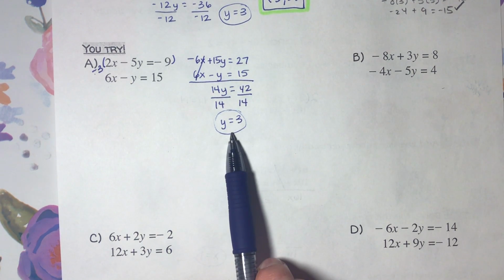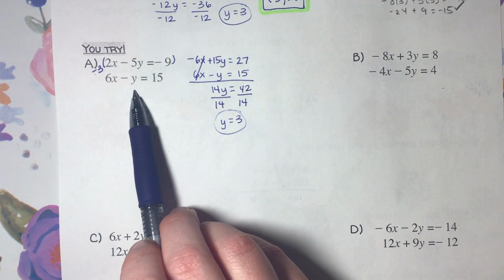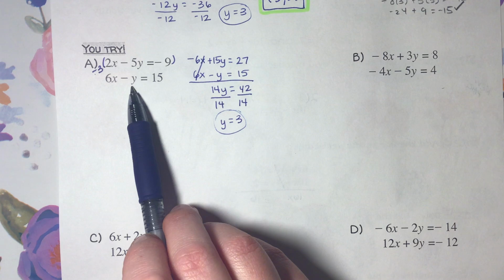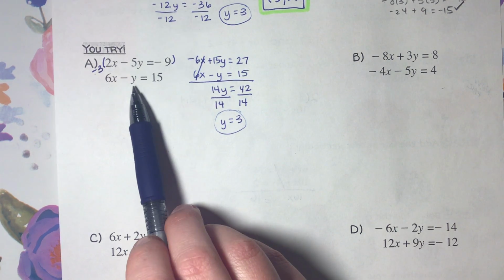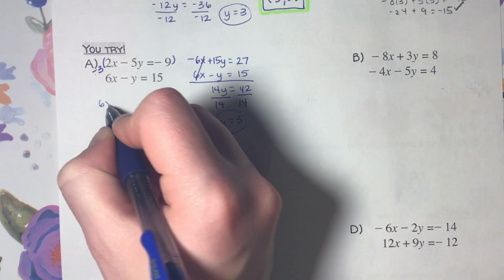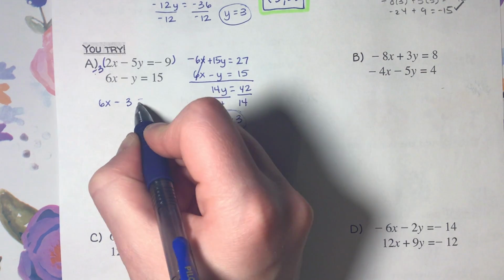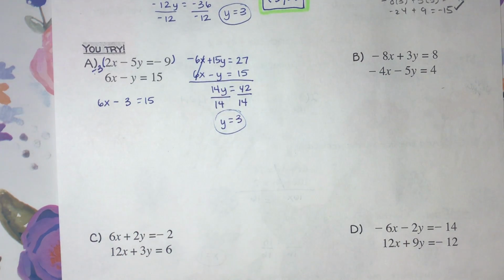Now that I have y is equal to 3, I'm going to take it up here and substitute it into one of the equations. I think the bottom equation looks easier to substitute into, so that's the one I'm going to do, but you can use either one. So I have 6x minus 3, because y is 3, is equal to 15.